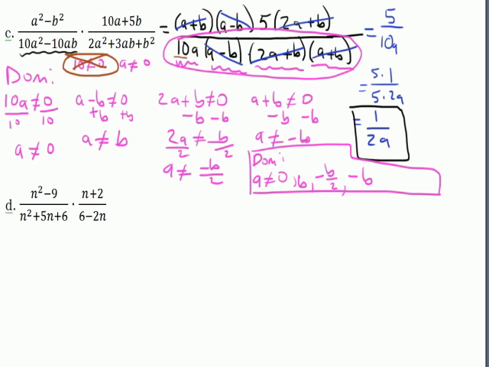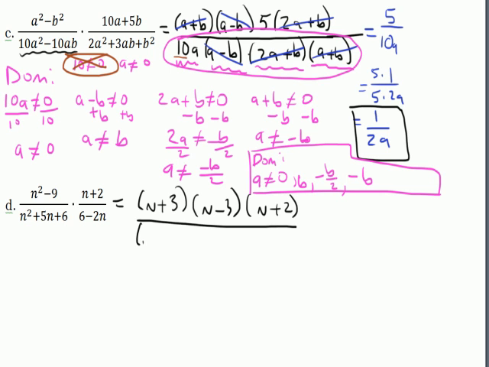Looking at this next problem, kind of more of the same. I'm going to factor everything in the numerator and the denominator and then cancel out what I can. N squared minus 9, that's a difference of 2 squares. That 9 should be 3 squared, so this should be n plus 3 times n minus 3. The n plus 2 nicely looks factored all by itself already. For the denominator, the n squared plus 5n plus 6, it's going to factor to n plus 3 times n plus 2. And the 6 minus 2n, well, I got a 2 in common. So let's factor out the 2 times 3 minus n.